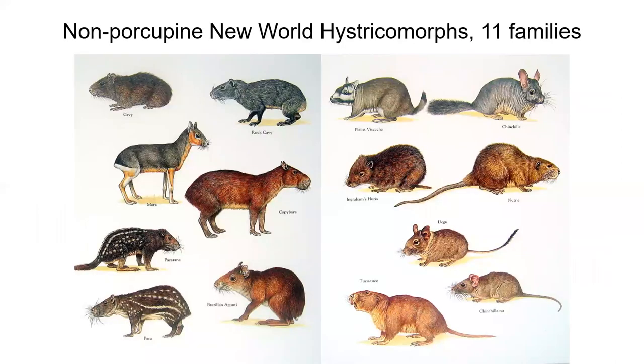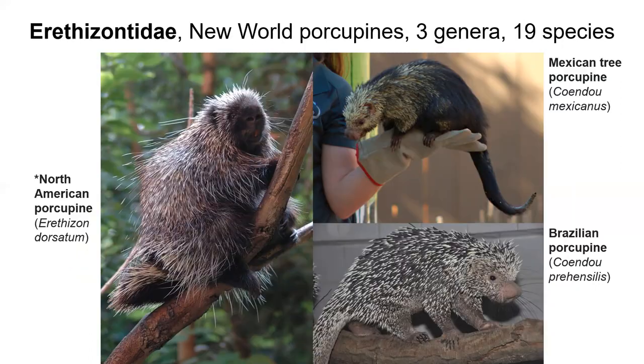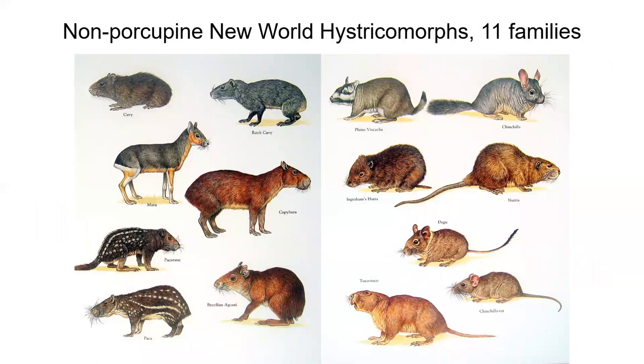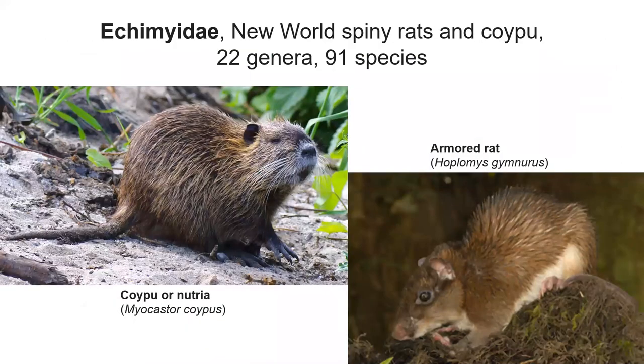So there are a lot of other hystricomorphic rodents, mostly in South America. So we have the porcupines in the Old World. We have our porcupine, which is pretty much the only hystricomorph to make its way into temperate North America. But we have all these other species that are found in South America through Central America. And you may be familiar with some of them.